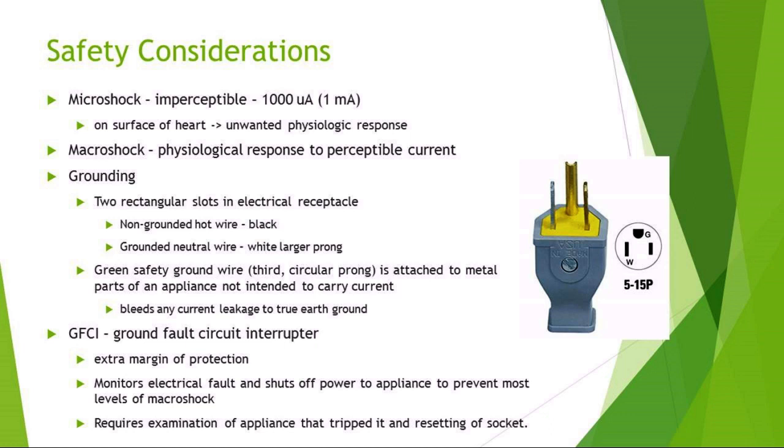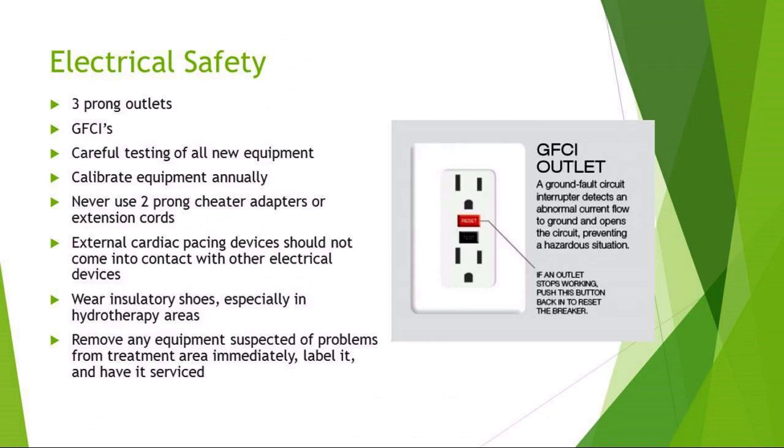So if you set off your GFCI, you need to examine the appliance that you're using and you need to reset the socket. In this picture, you see a GFCI and the reset button's right in the middle. It won't work unless you reset it. So you want to always use three-prong outlets, GFCIs. You want to carefully test all new equipment. Make sure it's calibrated annually. You never want to use two-prong cheater adapters or extension cords.